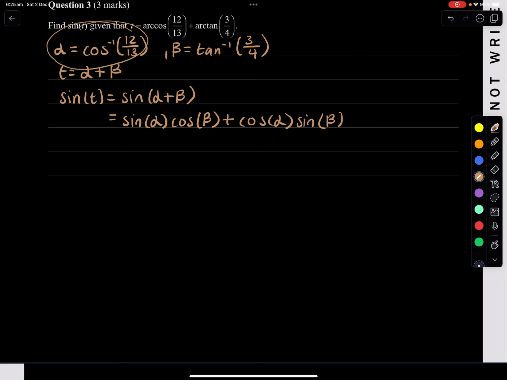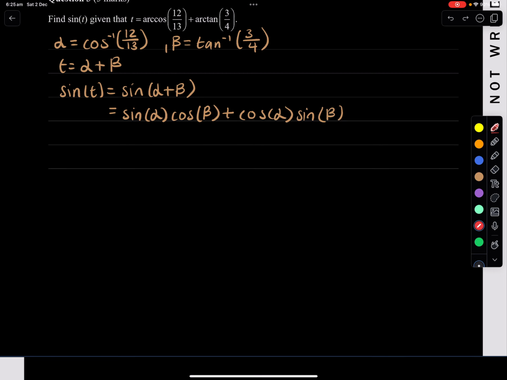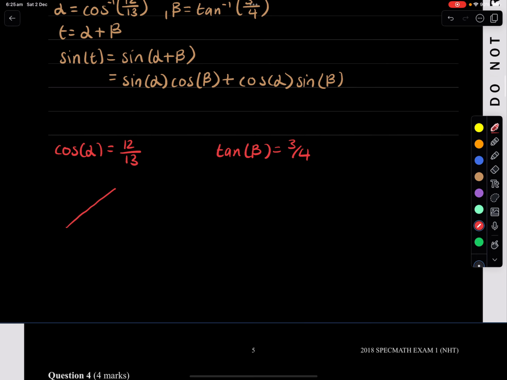Well, have a look at this. What is sine alpha? If I bring that cos to the right side, cos alpha is just 12 over 13. And the same for this one over here: tan of beta is 3 over 4. What we can do is draw two triangles for them. For example, I'll draw a right angle triangle for this. It is an ugly triangle, I'm not going to lie, but let's just draw it like this. There we go, something like that, a right angle triangle.